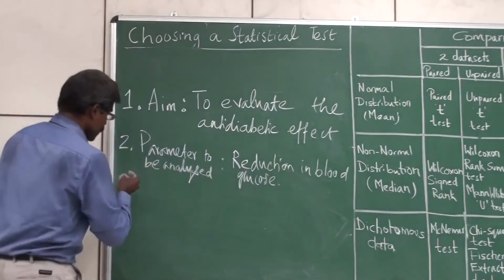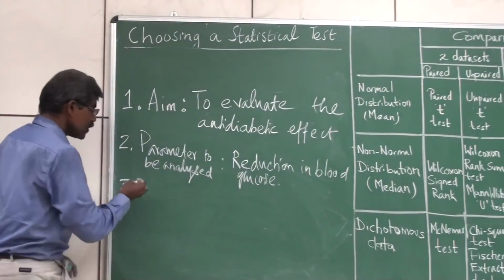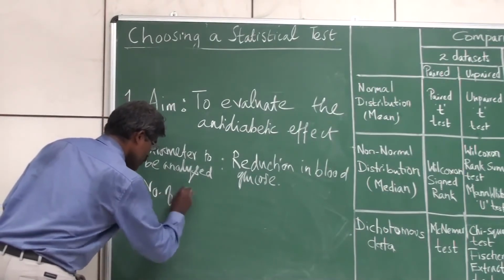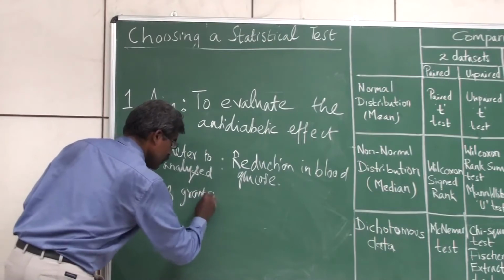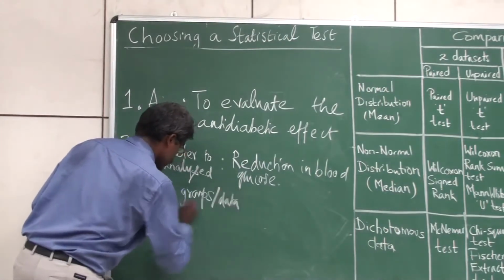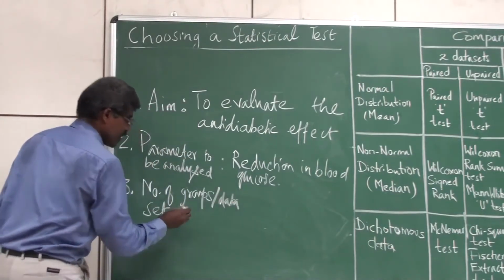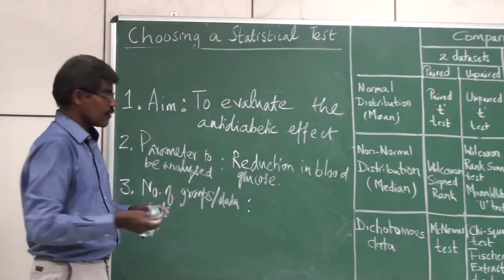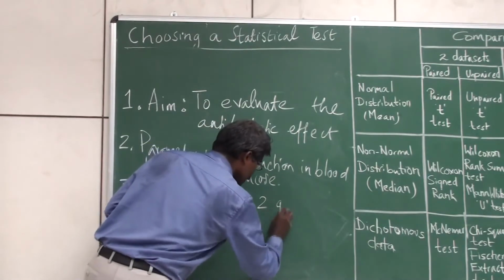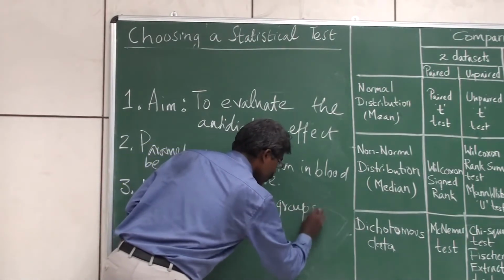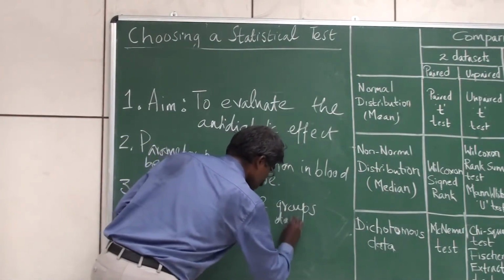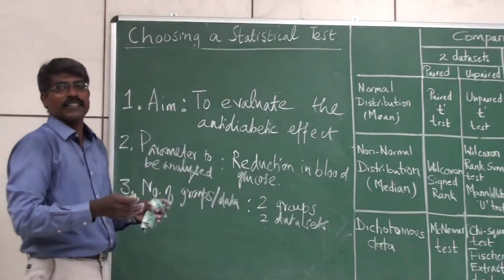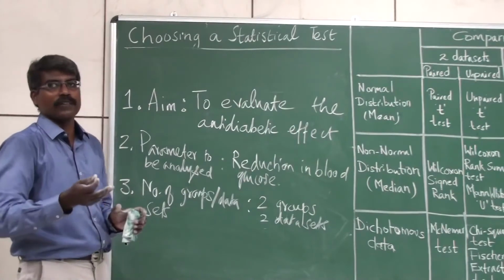The third parameter is number of groups or data sets. And what are they? Now here I told you we have totally 2 different groups, isn't it? So 2 groups and 2 data sets I have, isn't it? 2 groups and 2 data sets. What are the groups? The first group is the group receiving metformin. The second group is the group receiving the new drug.